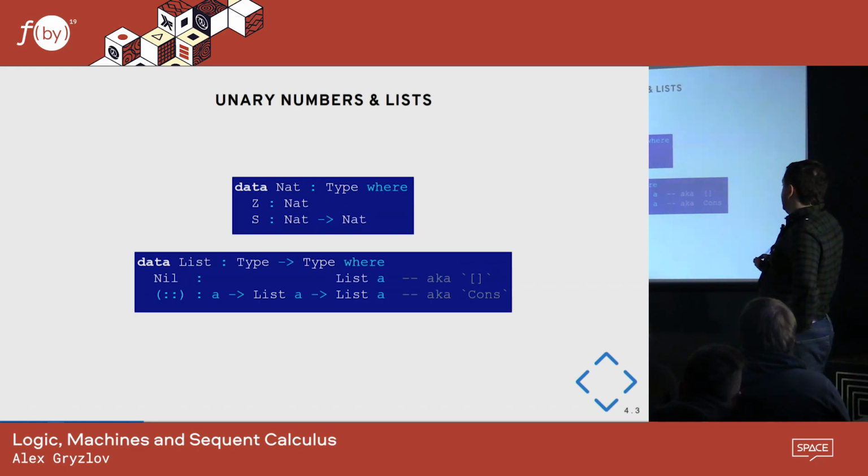A simple data type. A list would be like a type constructor, so it's either an empty list or something prepended to another list, right? So just two cases as well.